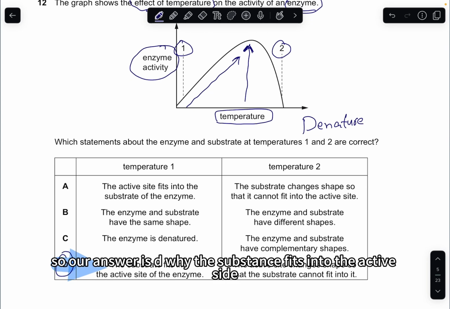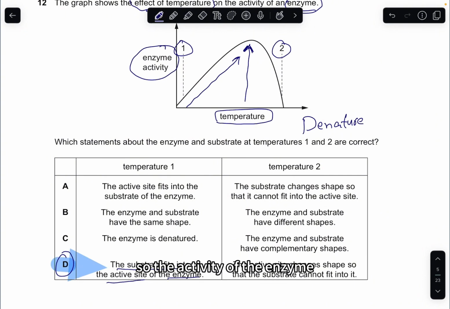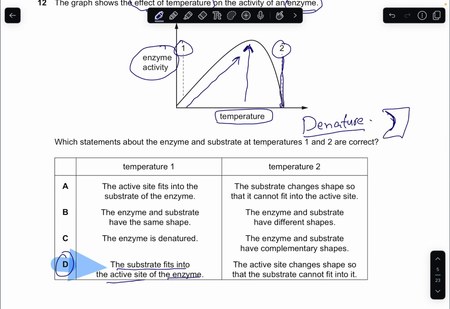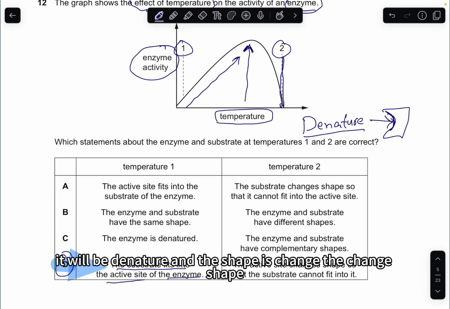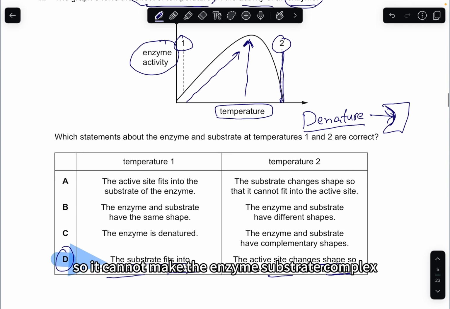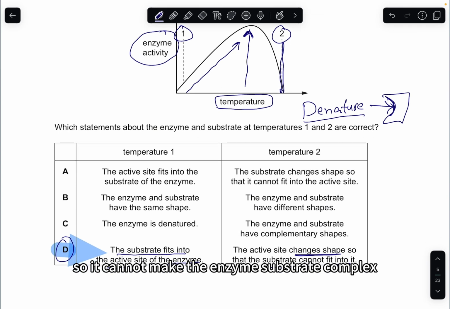So our answer is D. Why? The substance fits into the active site of the enzyme. The activity of the enzyme increases with increasing temperature, but at temperature 2, if you see here, the activity is almost 0, because the enzyme becomes denatured. Here is the active site. It will be denatured and the shape changes, and the substrate cannot fit into it, so it cannot make the enzyme-substrate complex.